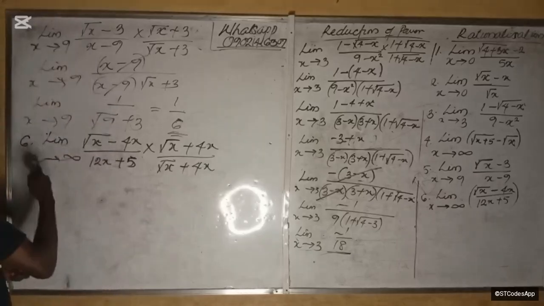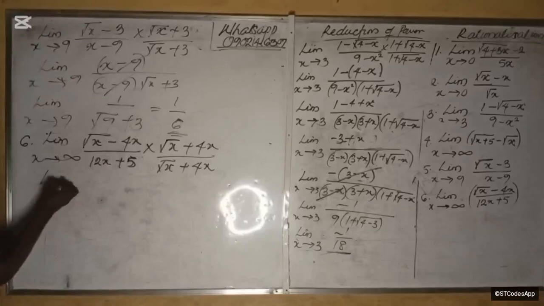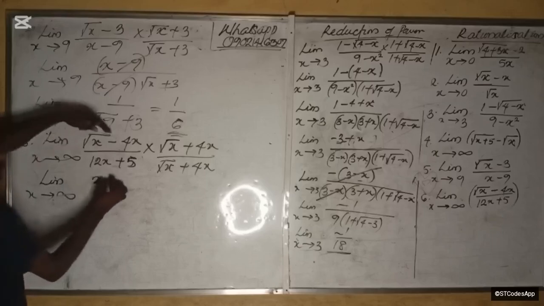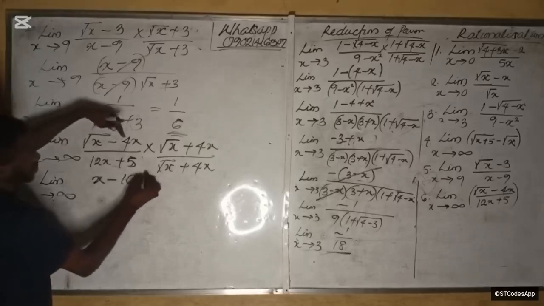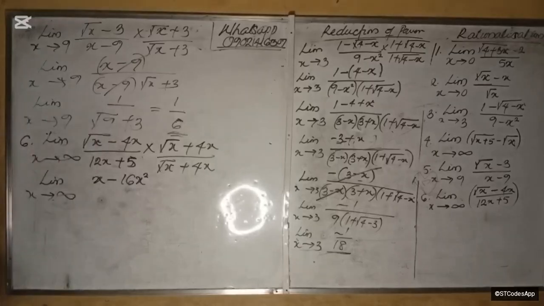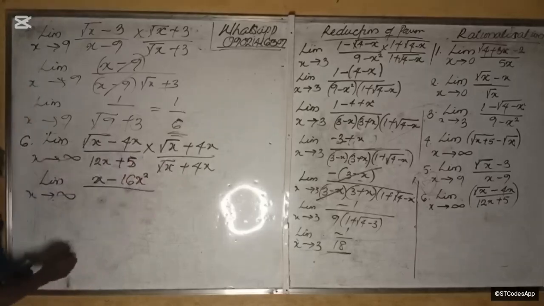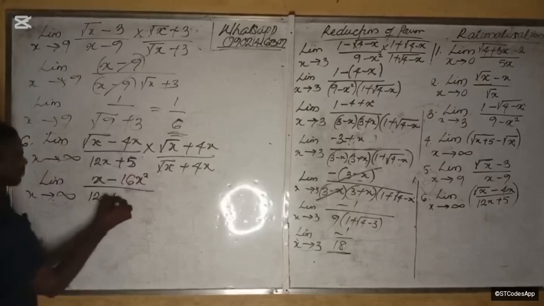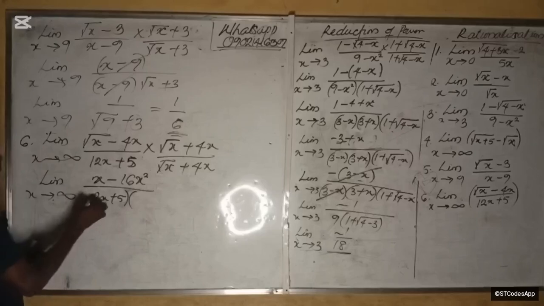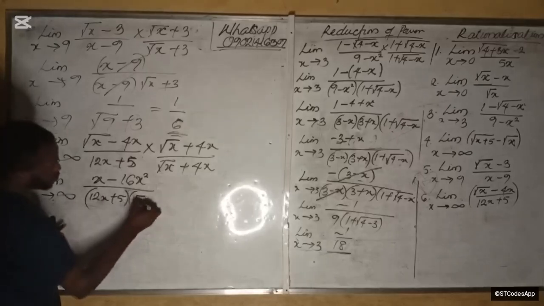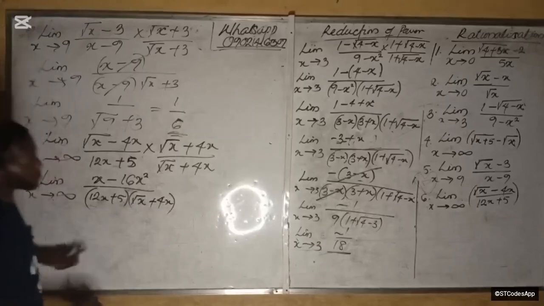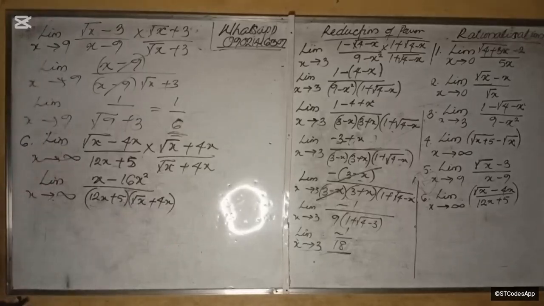So by the time you solve the numerator, you have the limit as x approaches infinity of x minus 16x squared. We square this guy here, and we square this guy, negative. Then this one we still have 12x plus 5, close bracket. Don't be too quick to evaluate the denominator. Okay? Even though now we have to do something.